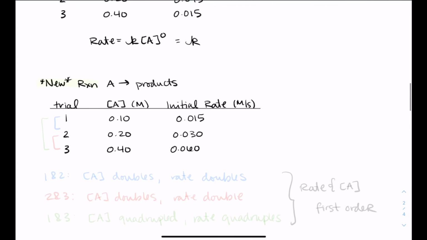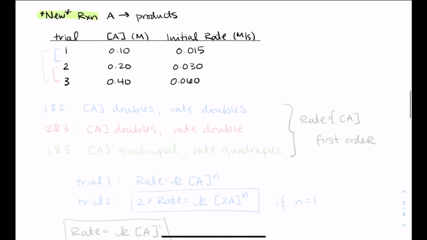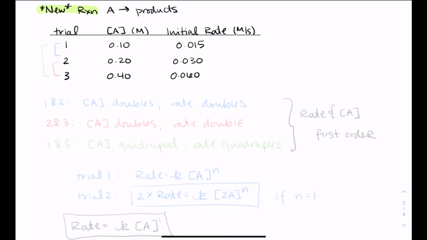All right, let's look at a new reaction, A turning into products. And the data that I have here for you: trial 1, concentration of A is 0.1 molar, the initial rate is 0.015. When the concentration is 0.2 molar, the initial rate is 0.030. And when the initial concentration is 0.4 molar, the initial rate is 0.060. So let's compare these trials and figure out the dependency.